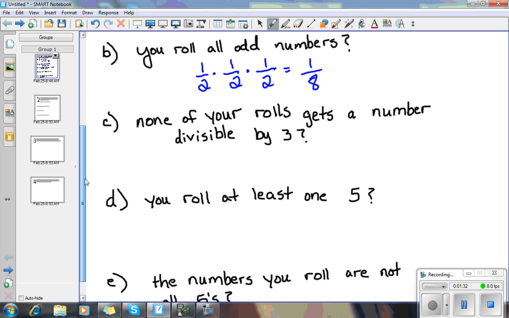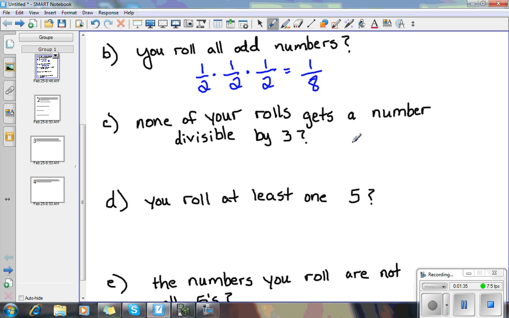On part C, what's the probability none of your rolls gets a number divisible by 3? So first let's think about the numbers divisible by 3. Those would be 3 and 6. So we're saying none of our rolls get a 3 or a 6. So that means my first roll can get a 1, 2, 4, or 5. So there's a 4 out of 6, or 2/3 is the probability of not getting a 3 or a 6. The second roll would also be 2/3. The third roll, also 2/3. So I multiply across the numerators and get 8 over 27.